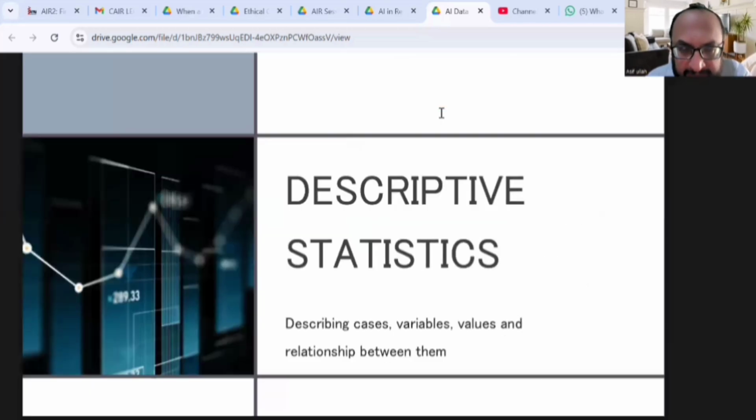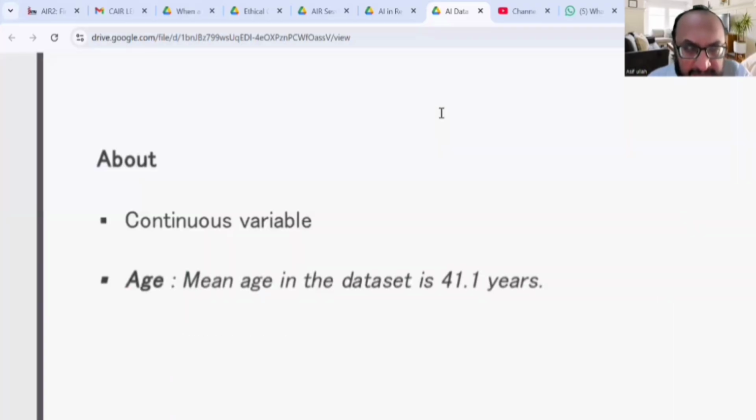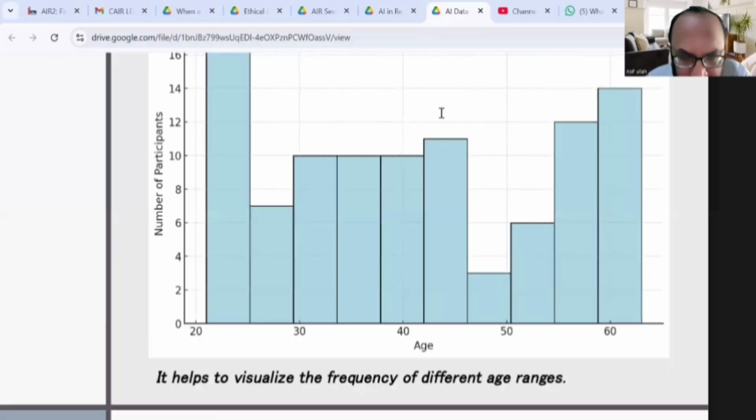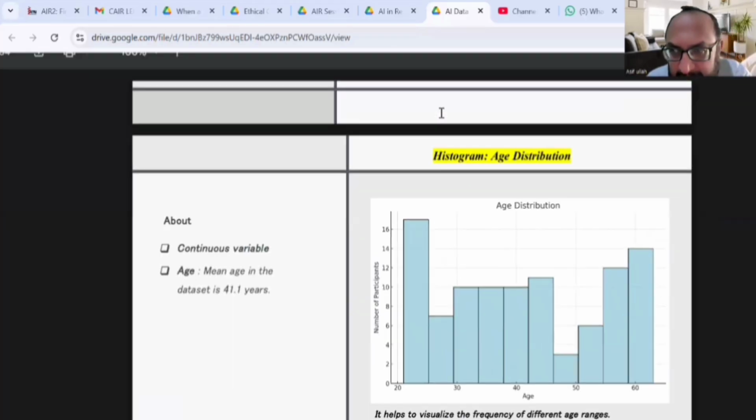In this Excel handout, descriptive statistics describe cases, variables, values, and relationships between them. About the continuous variable age, the mean age in the data set is 41.1 years, as shown above. A histogram of the age distribution is shown, with mean 41.1. It has the frequency of different age ranges. You can see this in the histogram.